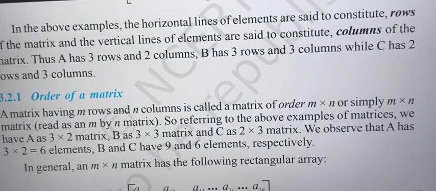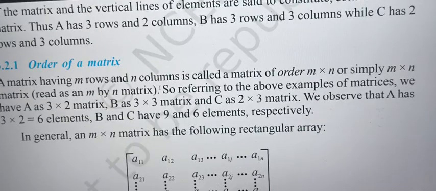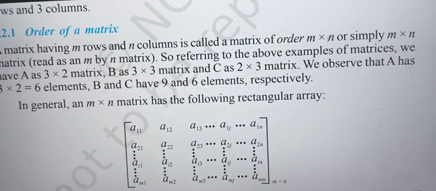Now, order of a matrix. What is the order of a matrix? You read it as M by N matrix. M denotes the number of rows and N denotes the number of columns. And when you multiply both M and N, that is the number of rows and the number of columns, you get the total number of elements or entries in your matrix.